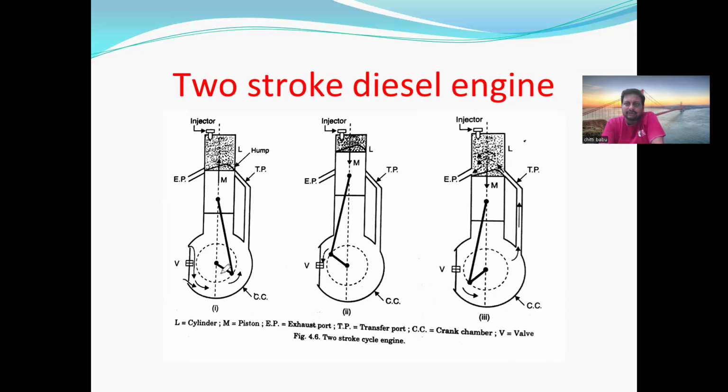Those valves are operated with the help of a camshaft. A separate mechanism will be there. But in the 2-stroke engine, the inlet port, exhaust port, and transfer port will be covered due to the piston movement. Due to the upward and downward movement of the piston, the inlet port, exhaust port, and transfer port will be covered with the help of the piston only. There is no separate mechanism.